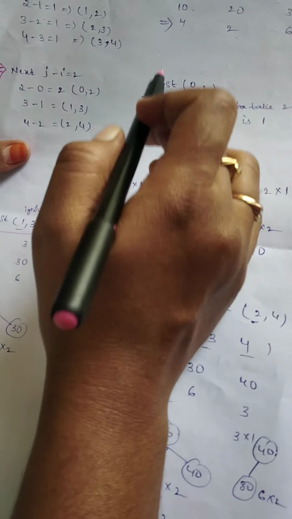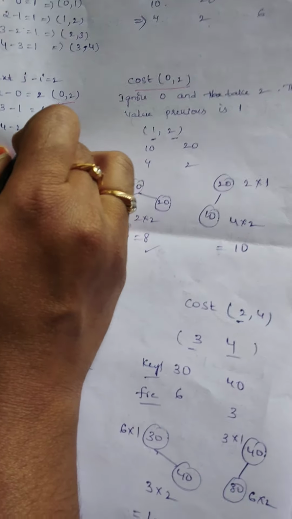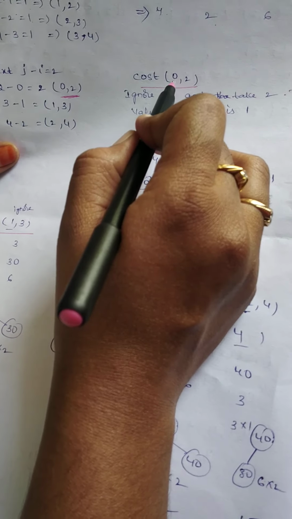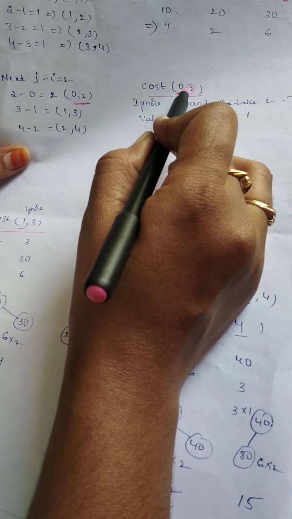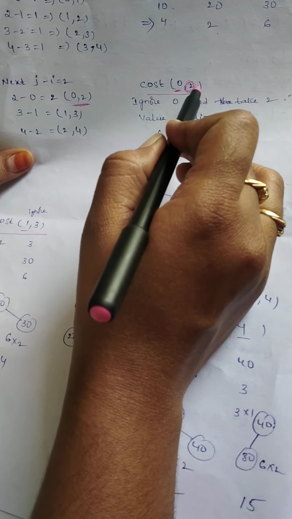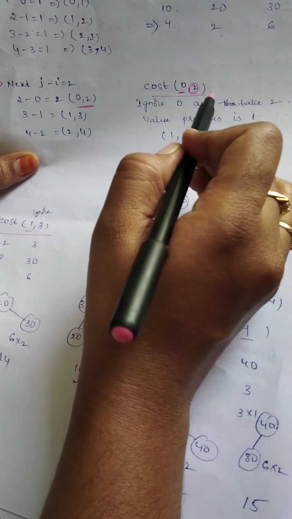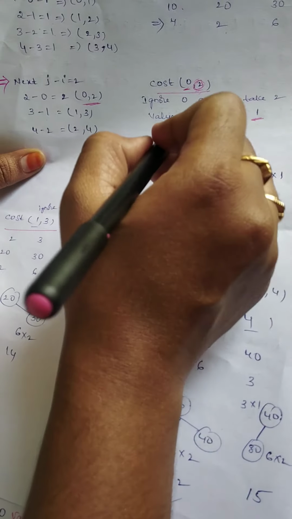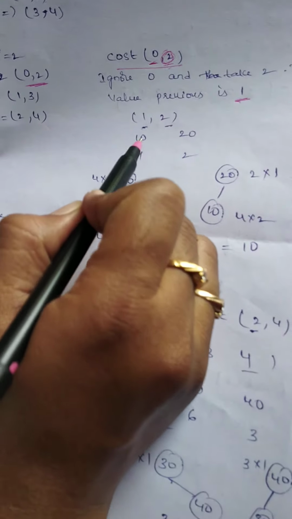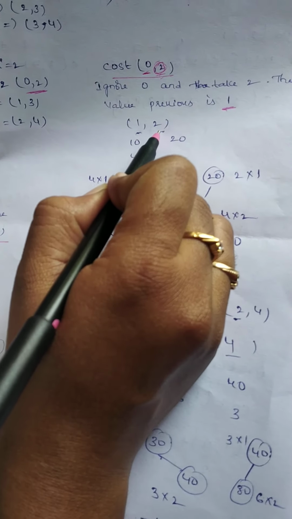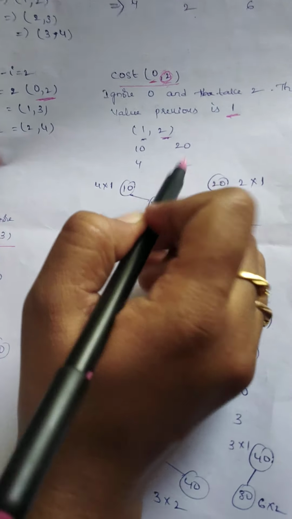First we calculate cost of 0, 2. So ignore 0, we calculate the 2 value. But after the 2 value, we have to take the previous value, which is 1. So 1, 2 values. What is the 1 value? 10 and 4. The next 2 value is 20, 2.